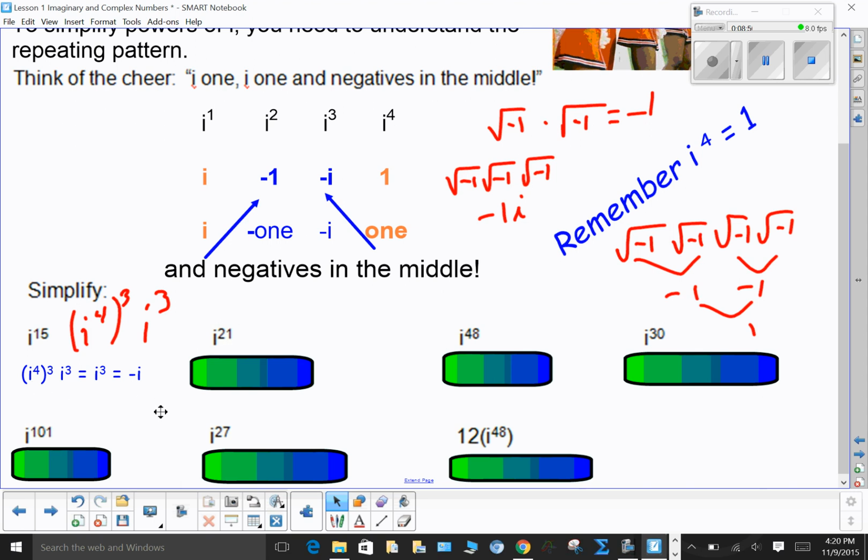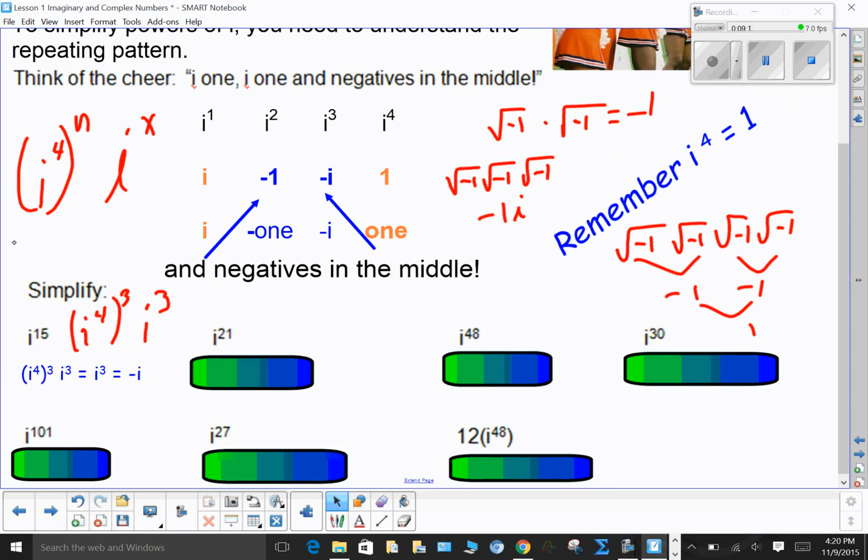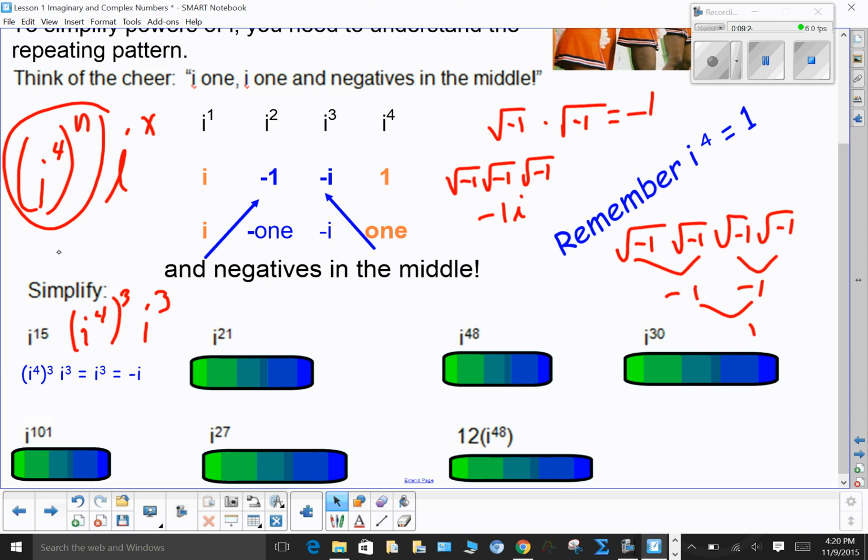What I want to do in all of these, I want to do i to the 4th some number of times, and then I'm going to have an i left. This part right here is just 1. i to the 4th is 1, and 1 to any power is 1. So then I'm just left with the remainder. So again, i to the 21st is i to the 4th to the 5th times i. 4 times 5 is 20. It leaves me with 1 left over. So it's i.